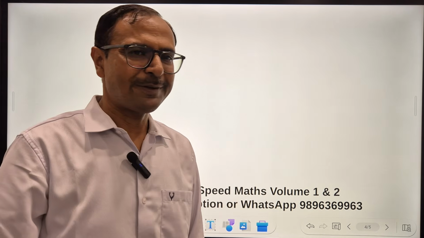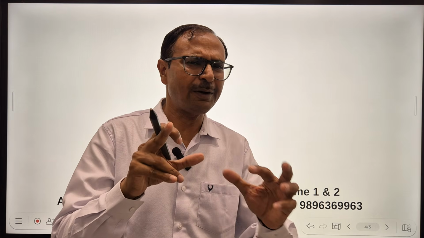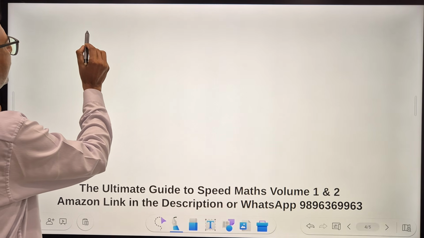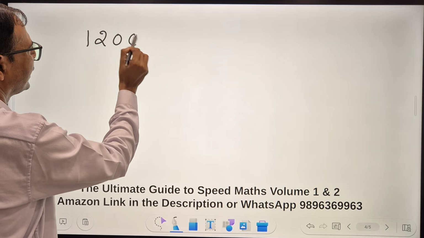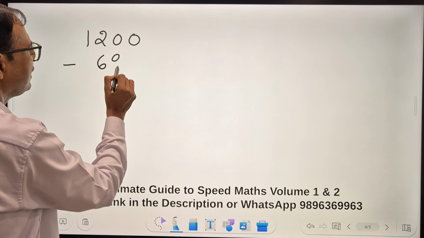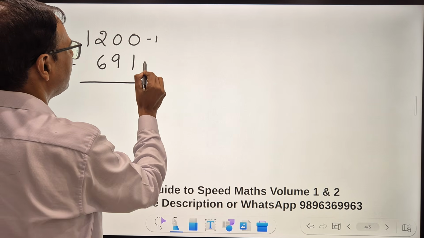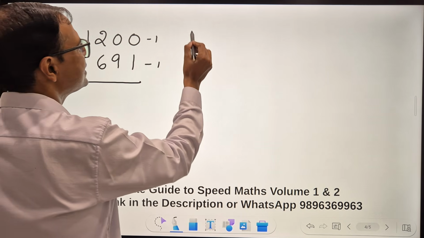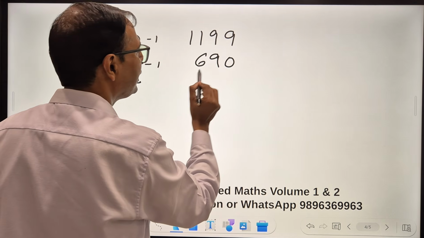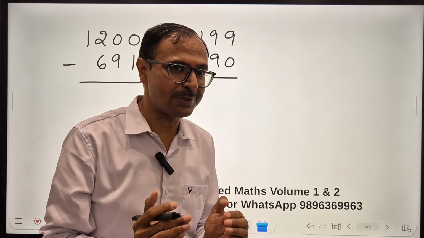Right. So I was talking about the borrowing method. The borrowing converts to non-borrowing by very little bit of smartness. See, I'll tell you one more. Suppose I have 1200, okay, and I need to subtract, say, 691 from this. Difficult, right? So can I do subtracting by 1 here like this? 1200 is 1199, 691, 690.